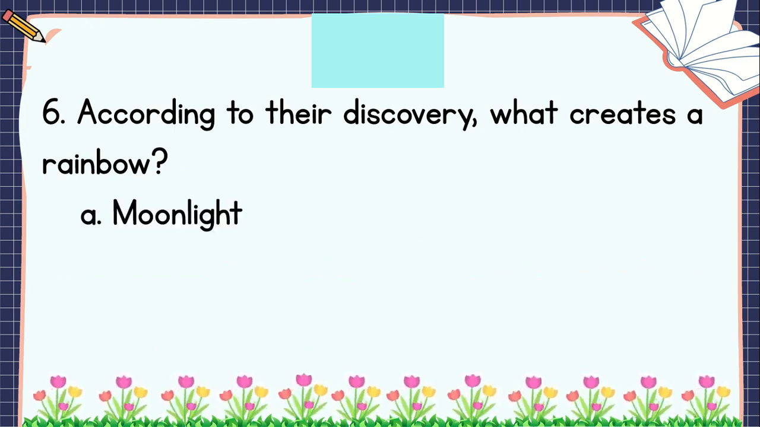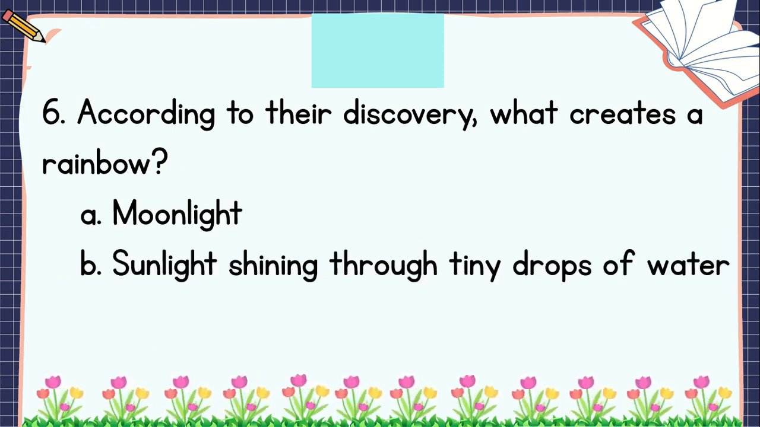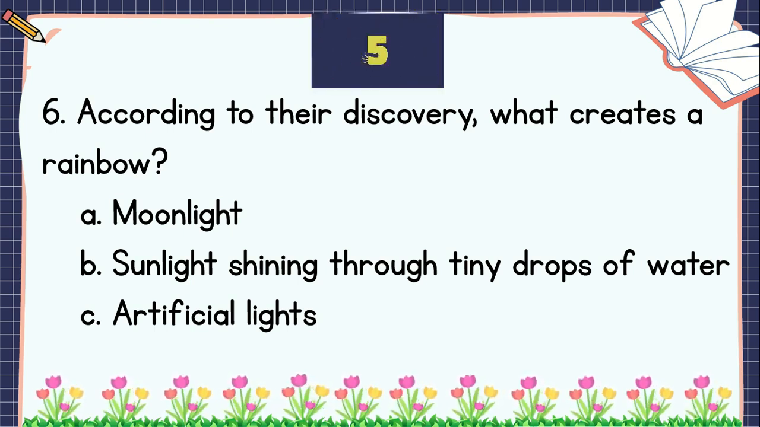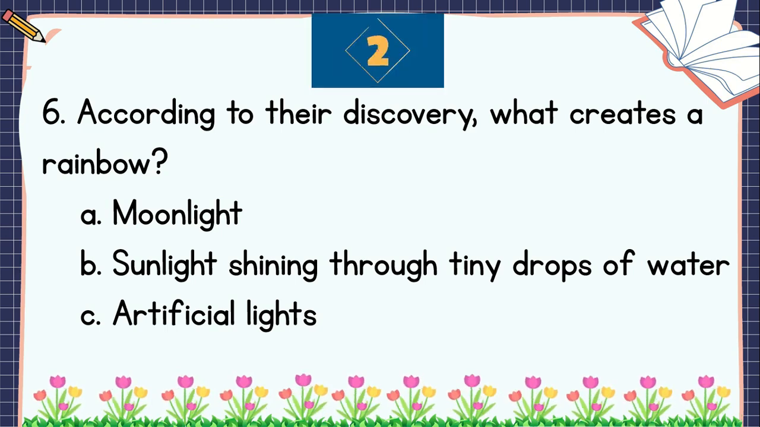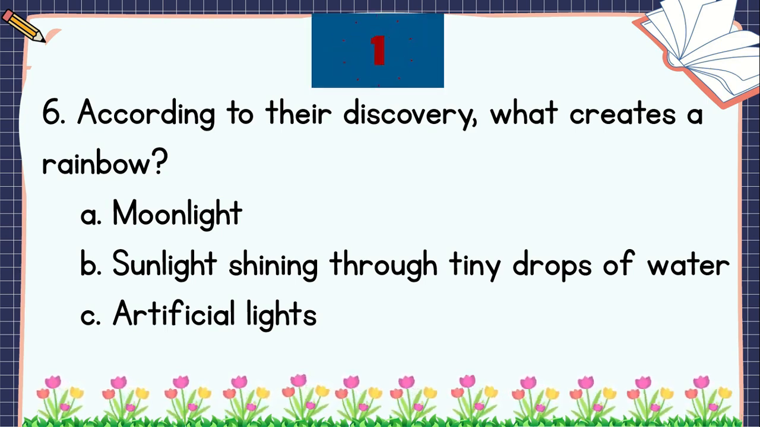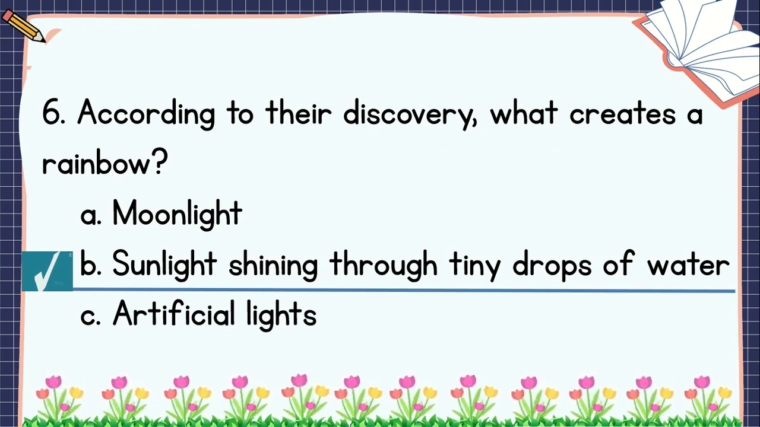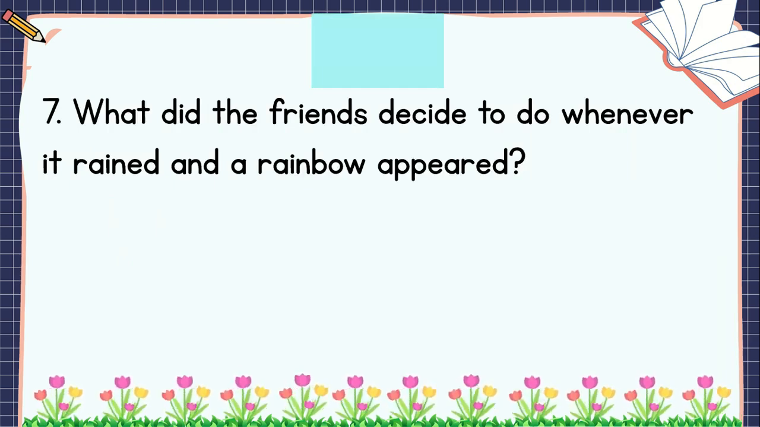A. Moonlight. B. Sunlight shining through tiny drops of water. C. Artificial lights. You're right. The correct answer is letter B. Sunlight shining through tiny drops of water. Number 7. What did the friends decide to do whenever it rained and a rainbow appeared?